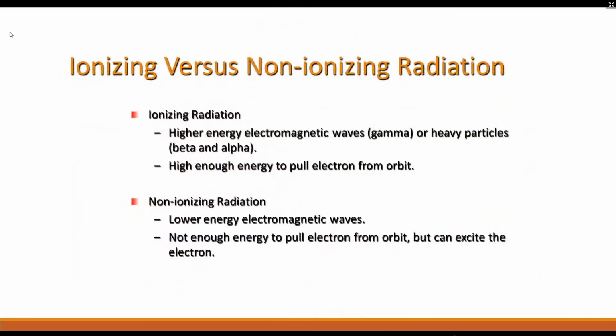Beyond the electromagnetic spectrum, heavy particles and beta and alpha particles are also considered ionizing radiation. Non-ionizing radiation lies in the lower energy spectrum. Some of the ultraviolet range is high ultraviolet, which can still ionize, but it is a very small range.